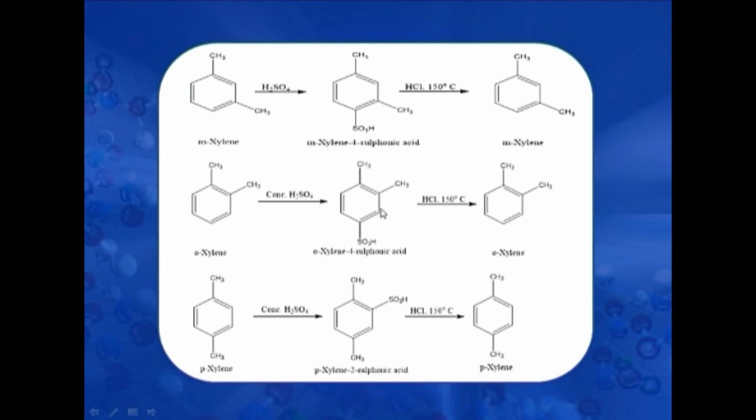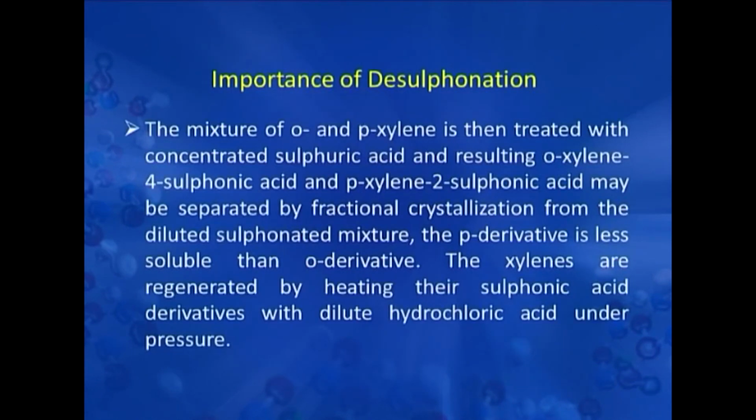This para- and ortho-xylene react with concentrated sulfuric acid, and ortho-xylene forms ortho-xylene 4-sulfonic acid, para-xylene forms para-xylene 2-sulfonic acid. Both isomers are different and hence both have different melting and boiling points. Hence this sulfonic acid derivative of ortho-xylene and para-xylene can be separated by fractional distillation.